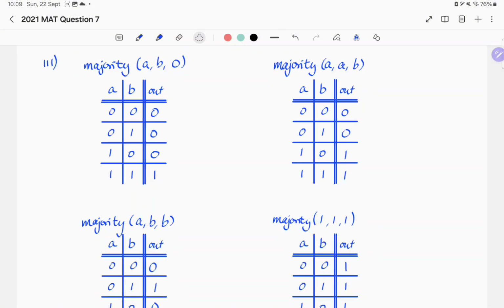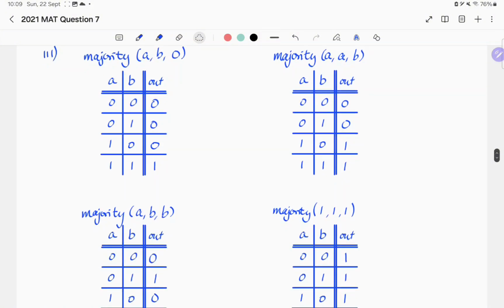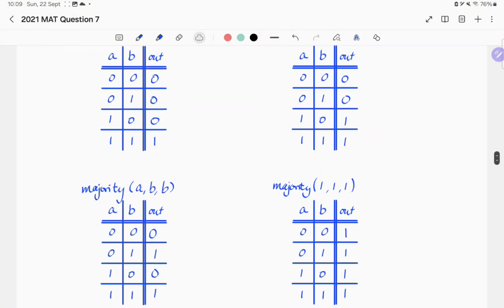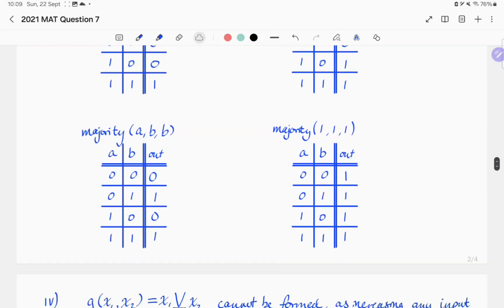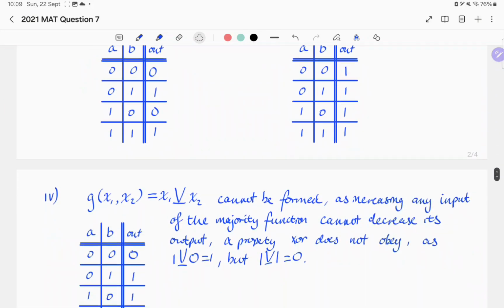For part 3, we can actually do some cheating and we can just say majority A, B, 0, majority A, A, B, majority A, B, B, and majority 1, 1, 1. Here I've given the truth tables for all of these below. Now we can move on to part 4.